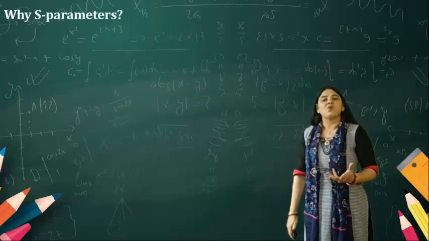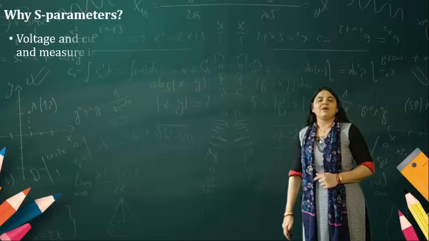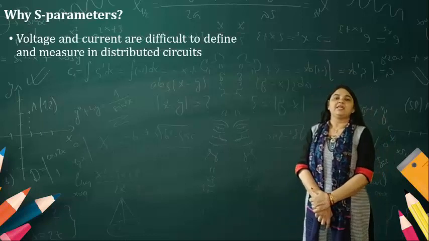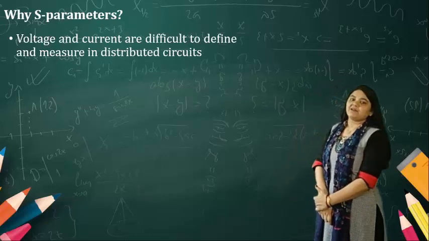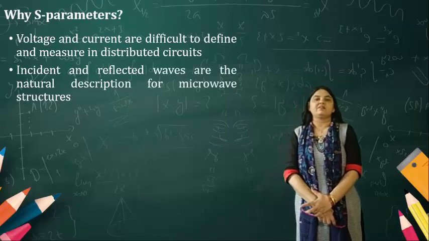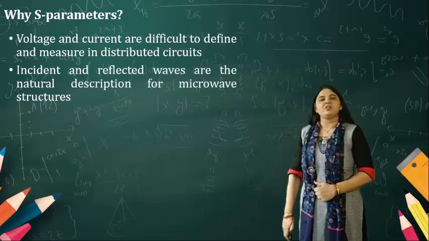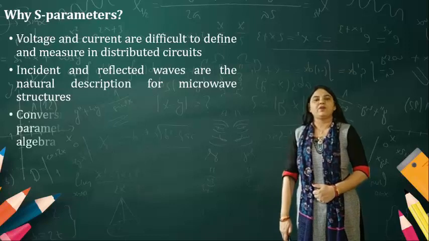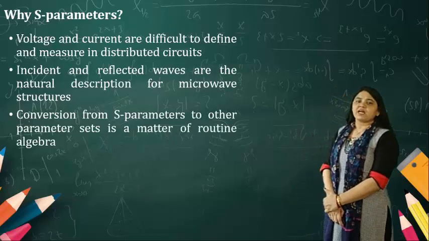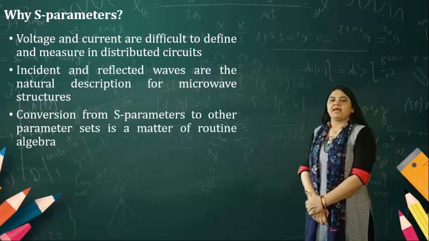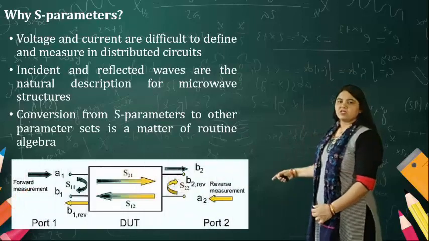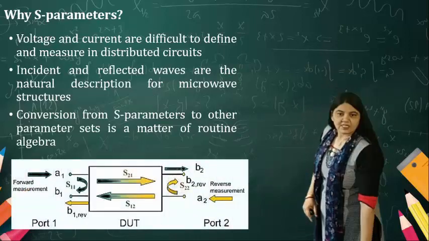Now the next is why S parameter. The voltage and the current are difficult to define and measure in a distributed circuit. The incident and the reflected waves are the natural description for the microwave structure. So conversion from the S parameter to other parameters is a matter of routine algebra. Here you can see the device under test.